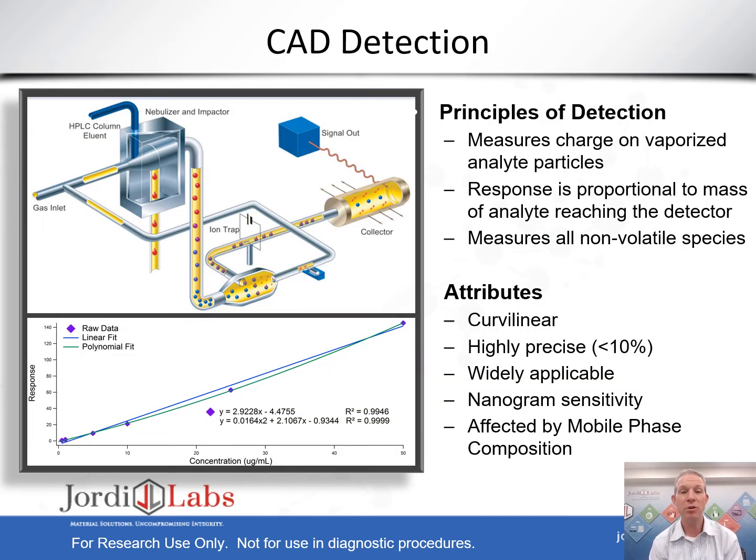Now let's turn our attention to the charged aerosol detector. This is again a completely orthogonal detector. It's good for measuring any non-volatile species. It is curvilinear, which means it has a fairly linear response, but not completely linear. It is highly precise and widely applicable with nanogram level sensitivity. But it is affected by the mobile phase composition.